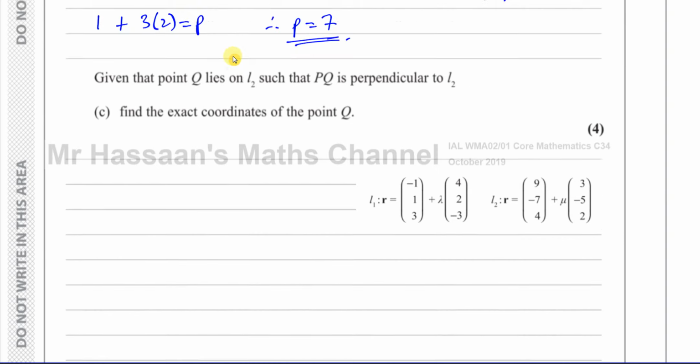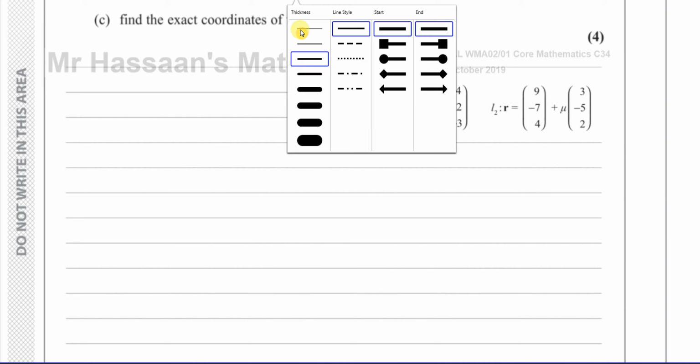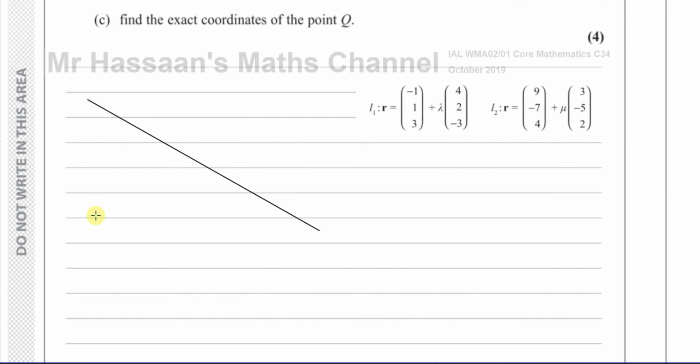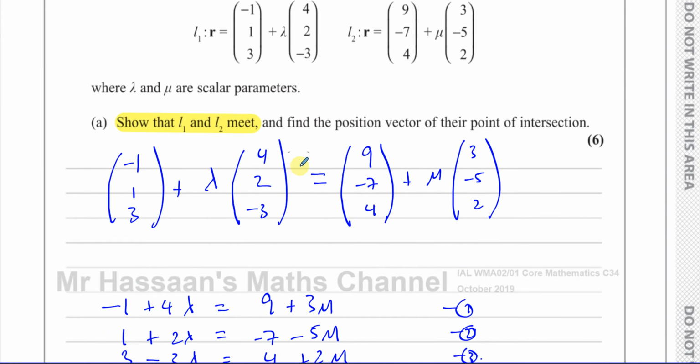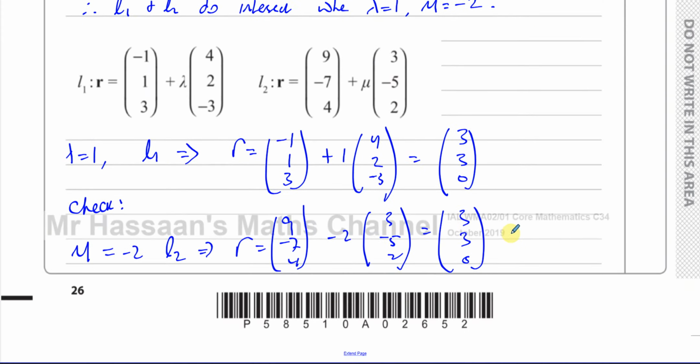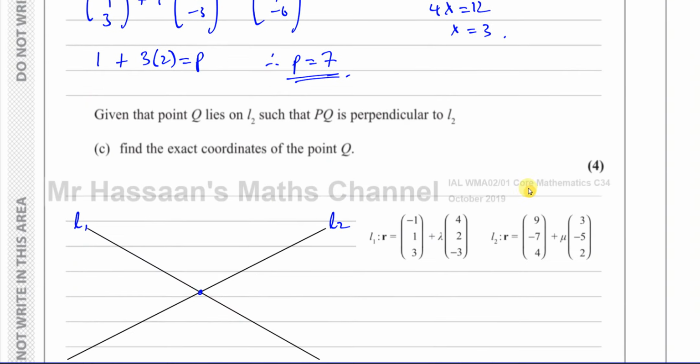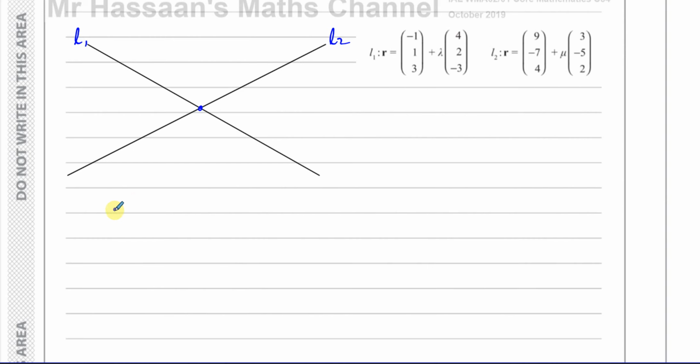So P lies on line 1. Let's say we have line 1 over here, and line 2 over here. I'm just drawing them anyhow; we can't draw them accurately. We know that they intersect at a certain point. Did they give us the point? Did they tell us to name anything? No, but we know they intersect at the point (3, 3, 0), in case we need that. So let's say the origin is over here, and that point where they intersect is the vector (3, 3, 0).